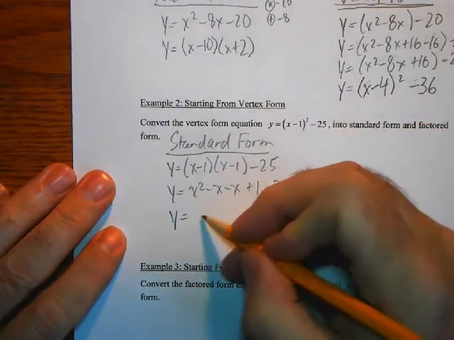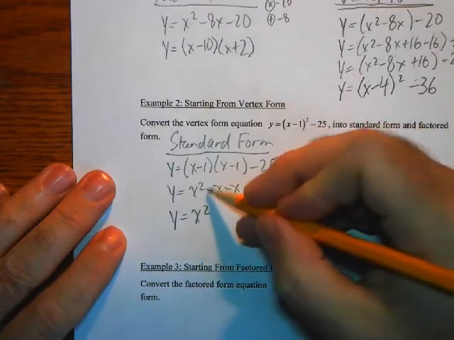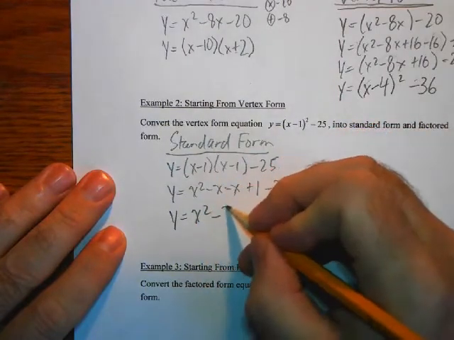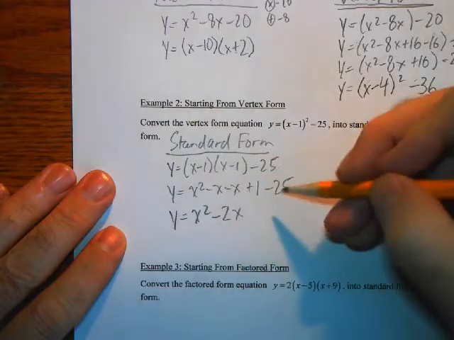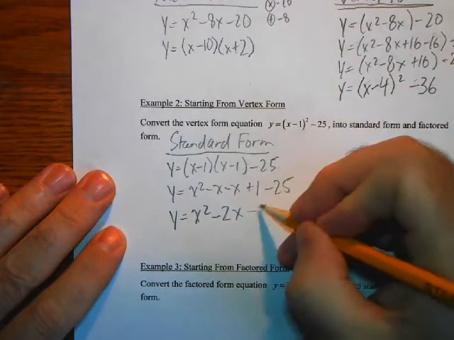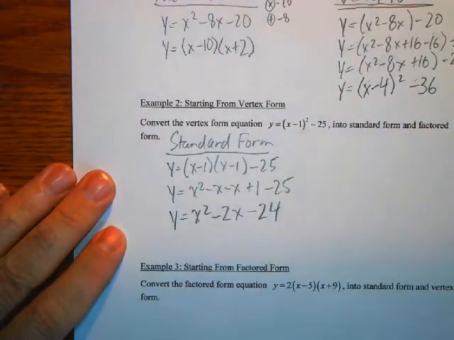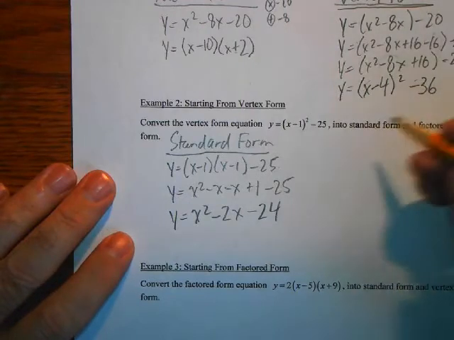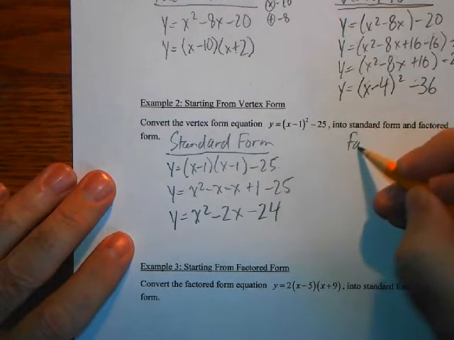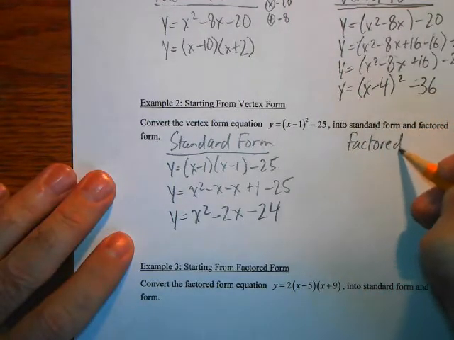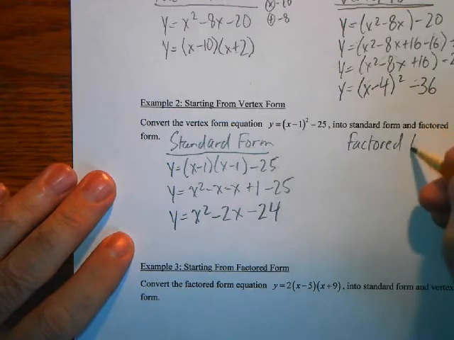So x squared, so I've just got the 1, I've got 2 negative x's. So that's negative 2x. A plus 1 and a minus 25 work out to be minus 24. So there's the standard form. Okay, now we could do the factored form. And again, I would have had to have done standard form first to do factored form.